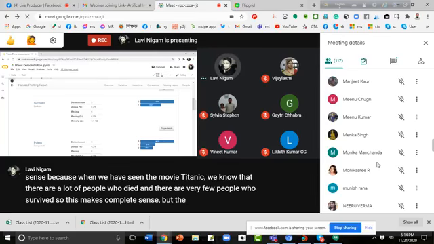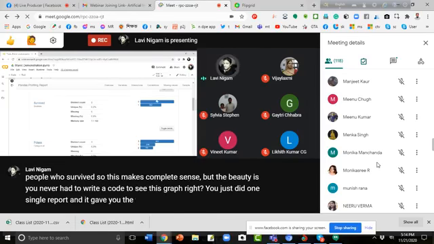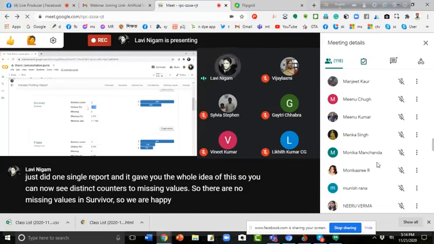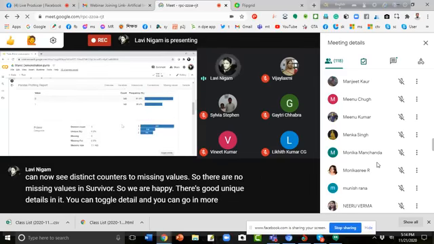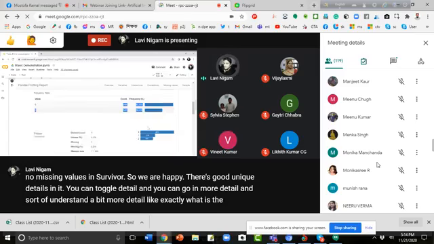But the beauty is you never had to write code to see this graph, right? You just ran one single report and it gave you the whole idea of this. So you can now see distinct count and missing values. There are no missing values in survived, so we are happy. There are good unique details in it. You can toggle details and go into more detail, like exactly what the percentages of these records are.